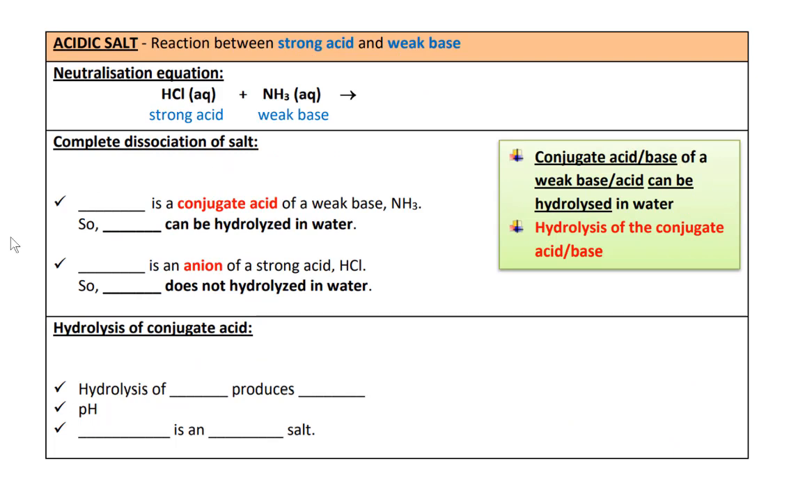An acidic salt is produced from a reaction between a strong acid and a weak base. Given the example over here, you have the strong acid HCl and the weak base NH3. So the neutralization equation goes this way: HCl and NH3 react to give you NH4Cl. Remember that a base will accept a proton and an acid will donate a proton. So you are producing this ammonium chloride salt.